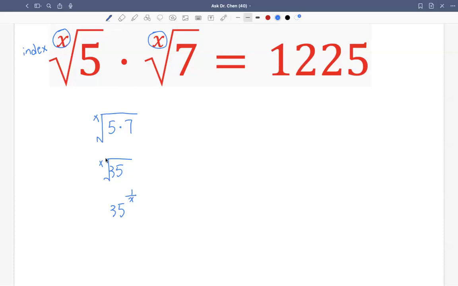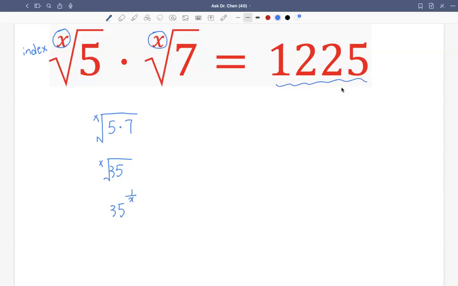Now imagine x is 2. So square root of 35 can be written as 35 raised by half. All right, so this is the left-hand side. What about the right-hand side? Right-hand side, we have number 1225.